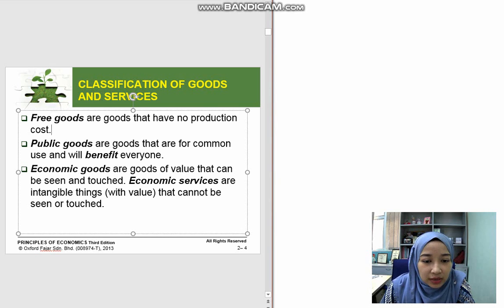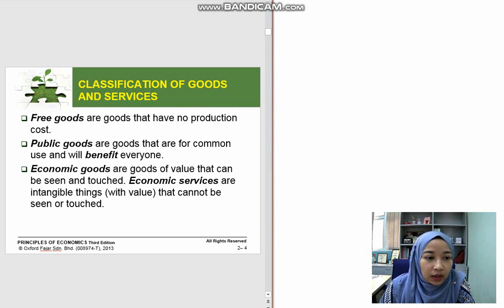Economic services, meaning you are buying intangible products or intangible goods, so we are talking about services. For example, when you go to school, you get services in terms of education. When you go to hospitals, you get services in terms of medical care. Or you go to restaurants, you get services in terms of food, food services. Or you go to hotels and so on. Those are the kind of economic services in which you have to pay to obtain that kind of services. So economic goods and economic services have production costs, and they come with a certain price.